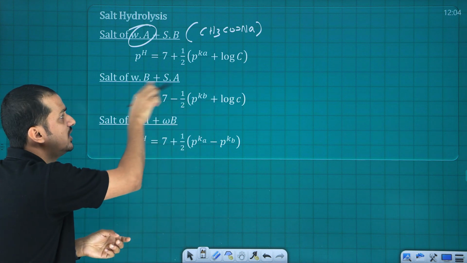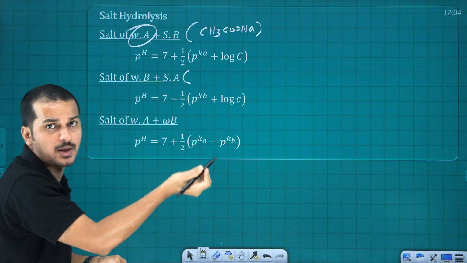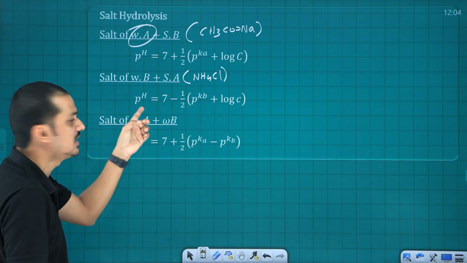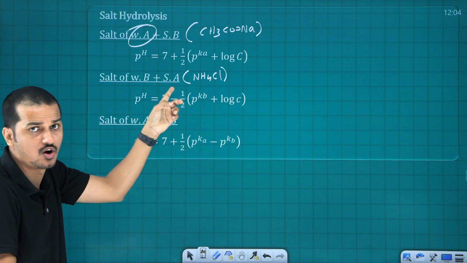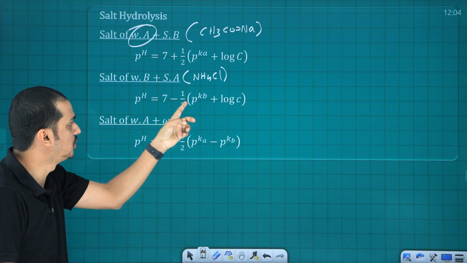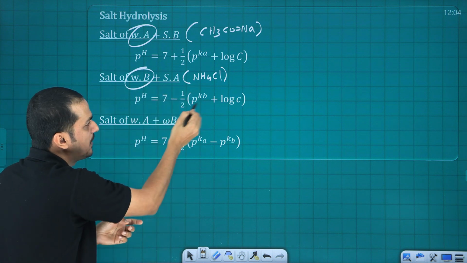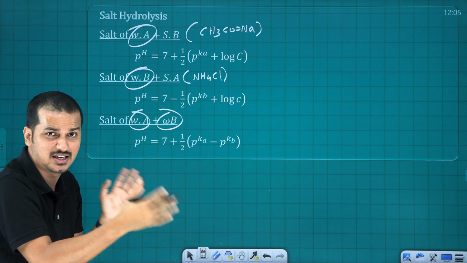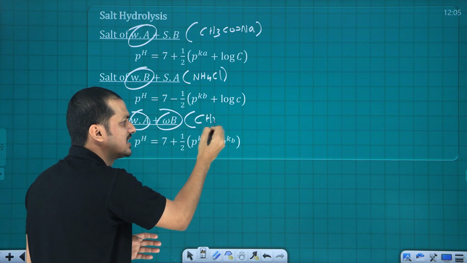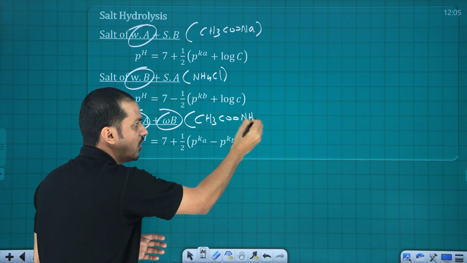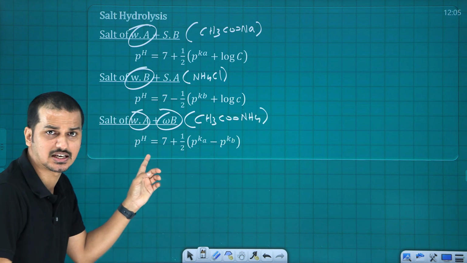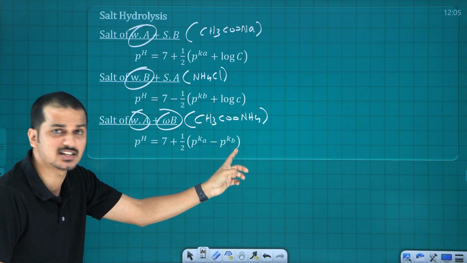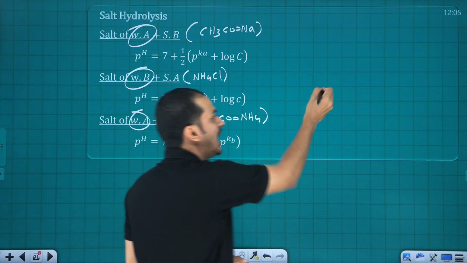And if reverse, weak base plus strong acid, for example NH4Cl, its pH should be less than 7 because the acid is strong here. So 7 minus half into pKb plus log C, since the base is weak. And if both acid and base are weak, for example the salt CH3COONH4, the pH we can calculate by using the formula 7 plus half into pKa minus pKb.